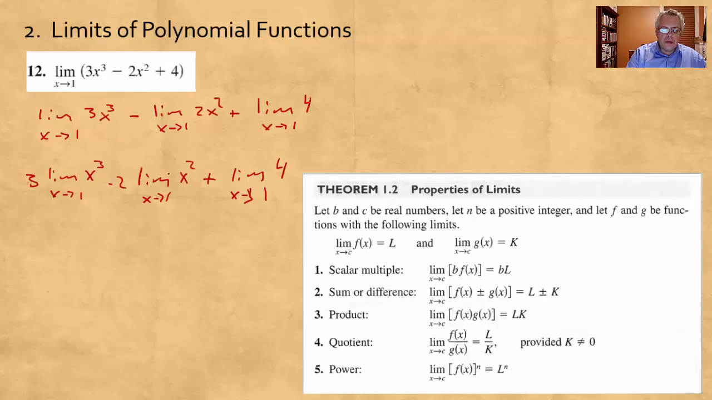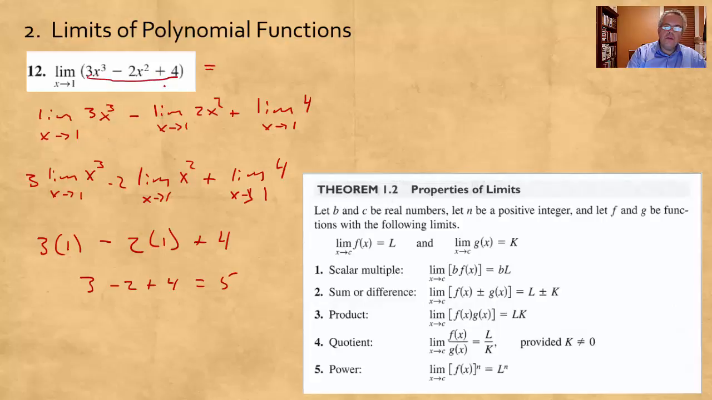Now these are the basic functions I talked about in the beginning. These are powers of x, and that's a constant. So the limit of x to the third as x approaches 1 is 1 to the third. So this is going to be 3 times 1. The limit as x approaches 1 of x squared is 1 squared, which is 1. So this is minus 2 times 1. And the limit of a constant is a constant. That's just 4. So I get 3 minus 2 plus 4, which is 5. Now look, that's the same thing as if I just stuck 1 into here.